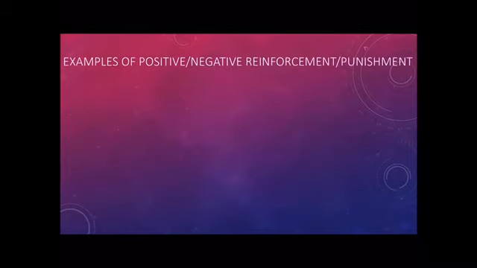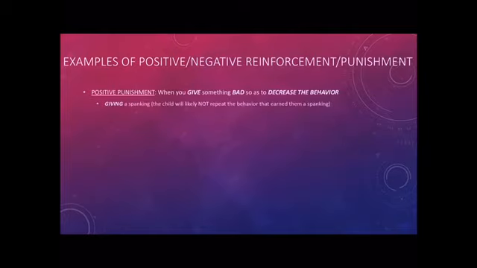So let's use some examples. That'll make a lot more sense. So positive punishment would be like giving a spanking, right? This is a bad thing. The child is not going to continue to do the bad behavior because it's getting a punishment, right? Giving a spanking. Positive part is that you're adding or you're giving something. The punishment part is that it's bad because you want the behavior to stop.